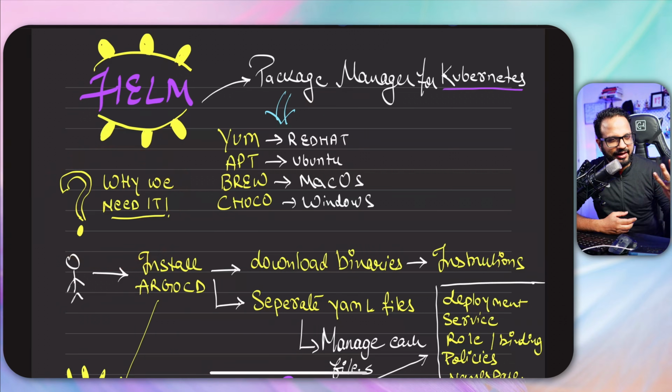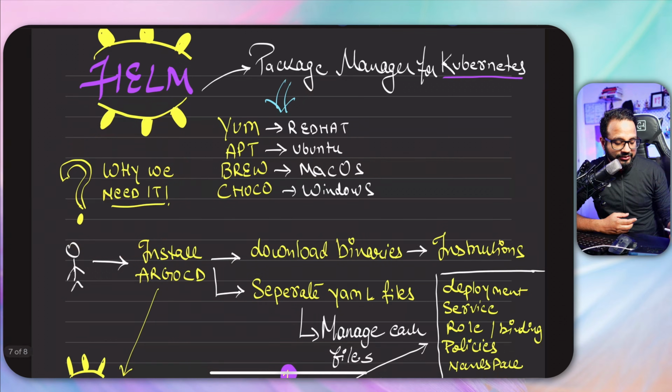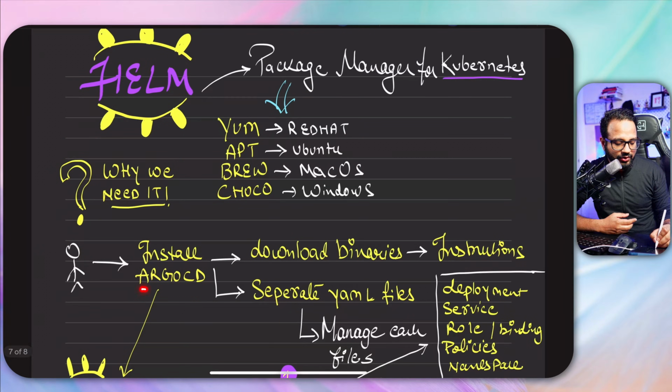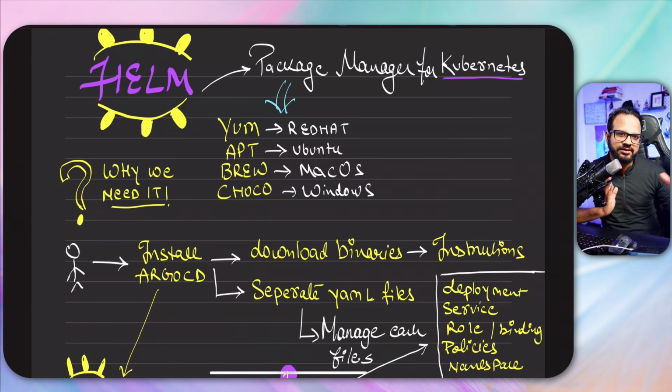Okay, so let's understand why we actually need it. Let's suppose you have to install a tool called Argo CD. We're not getting into the specifics of Argo CD in this video, but let's say we have a CI/CD or GitOps tool called Argo CD that we have to install. The normal process is you download the binaries from the official site, and then you follow the further instructions like do this, run this command, and then make these changes and so on. So it's a list of commands that you need to perform.